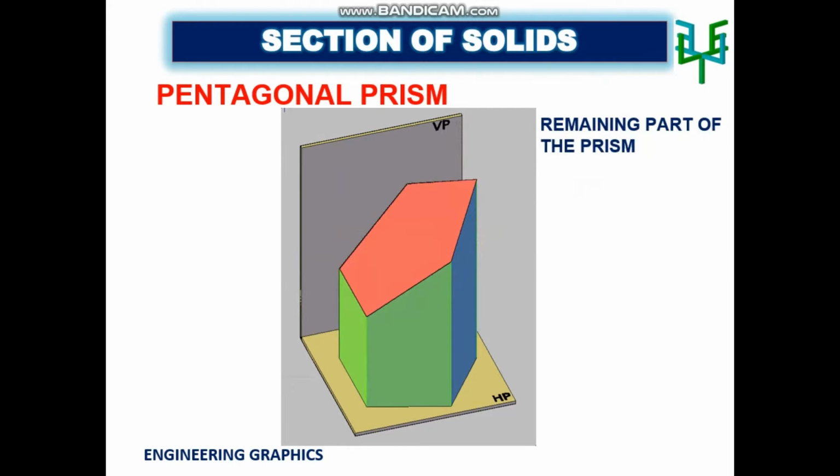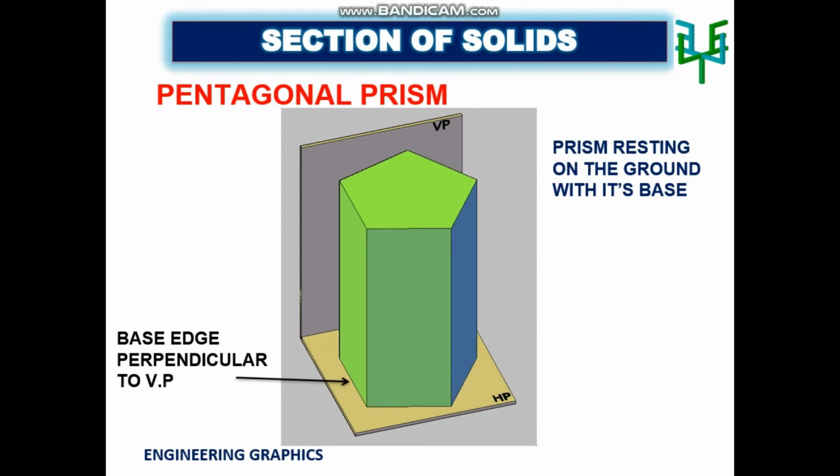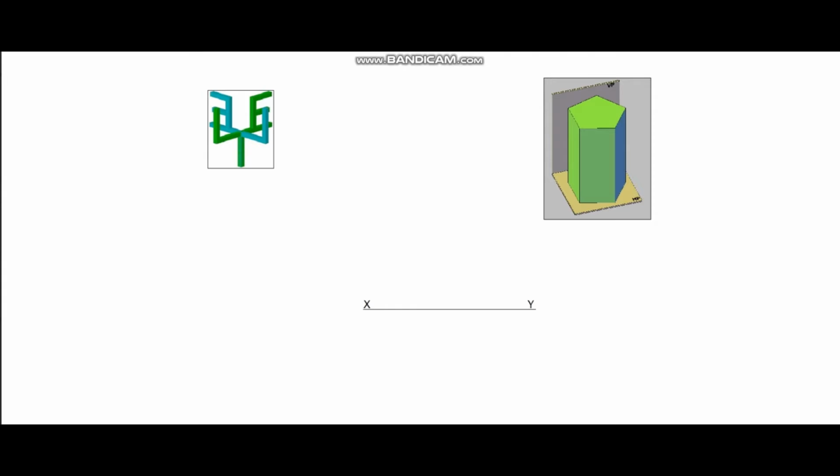Since the prism is resting with its base on HP, its base shape is visible in the plan. Base edge is perpendicular to VP, therefore the edge of the pentagon in the plan should be perpendicular to the XY line. Draw the XY line. Draw a line perpendicular to the XY line. Mark size of the base edge on this line.